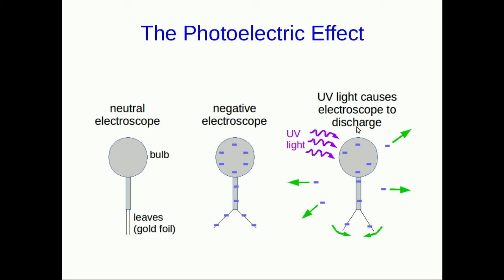At the time, they didn't know about electrons, but later on, electrons were discovered, and it was shown that what's happening is that the UV light is making the electrons literally jump off of the electroscope, and they go zipping away.